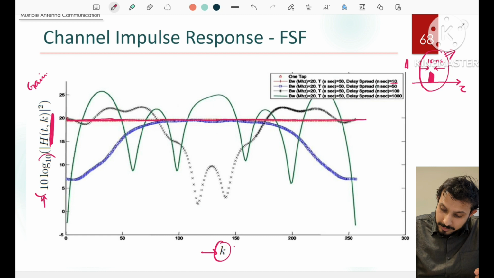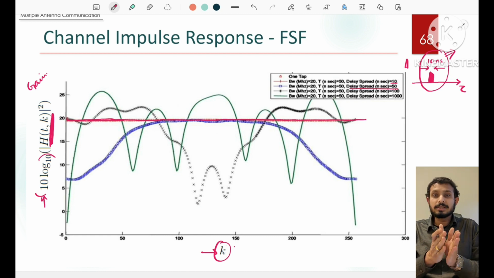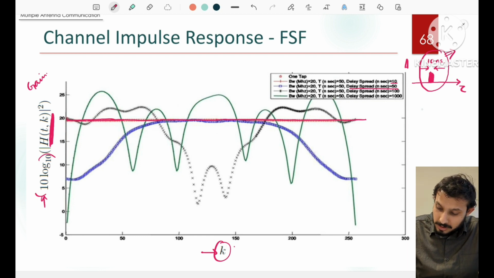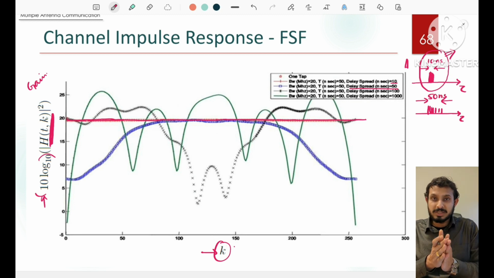Now when we increase the delay spread to 50 nanosecond, increasing the delay spread means the echoes that are coming, the impulse is not an impulse anymore, but is spread in time. So this is now 50 nanosecond. So now there has been spread.